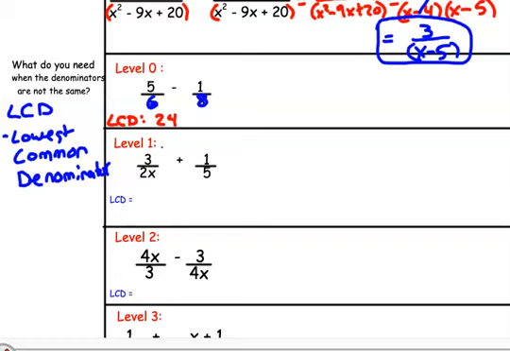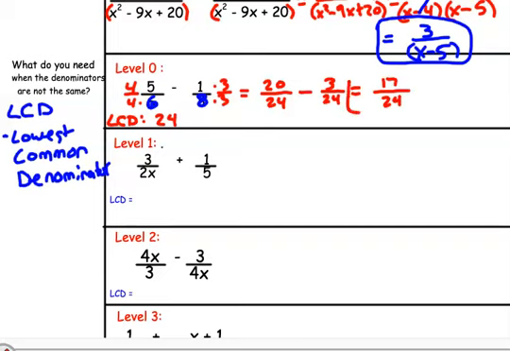On this fraction, I need to multiply both the top and the bottom by 4. On this fraction, I need to multiply both the top and the bottom by 3, because 8 times 3 is 24, and 6 times 4 is 24. Then I'll rewrite my new problem. Up top on the left, I had 4 times 5, which is 20 over 24, minus 1 times 3 over 24. I'll end up with 20 minus 3 up top, which is 17, and 24 on the bottom. 17 and 24 do not have any common multiples to reduce that fraction.